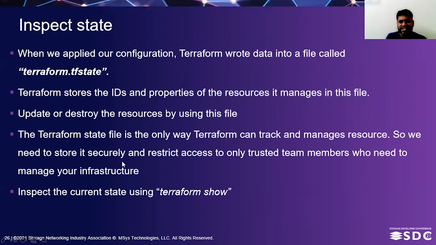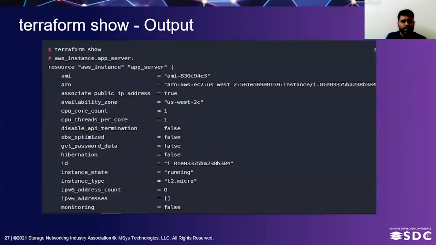So we need to store this file securely and restrict access only to trusted team members who need to manage your infrastructure. And we can inspect the current state by using the terraform show command. This is the output of the terraform show command, and it will provide the complete information. This is not the complete information, just a sample output I am providing here. Apart from that, a lot of other information is also there. So by using the terraform show command, we can get complete information about the EC2 instance we created.